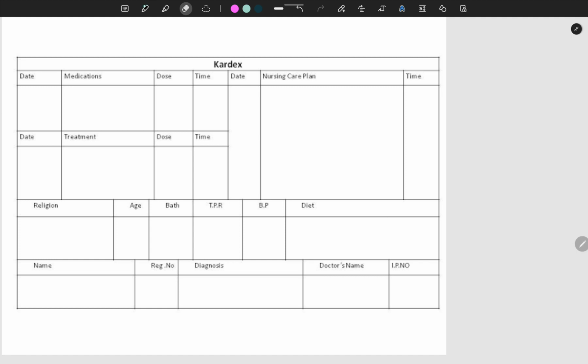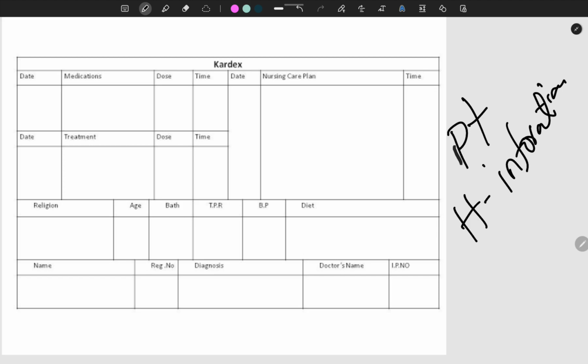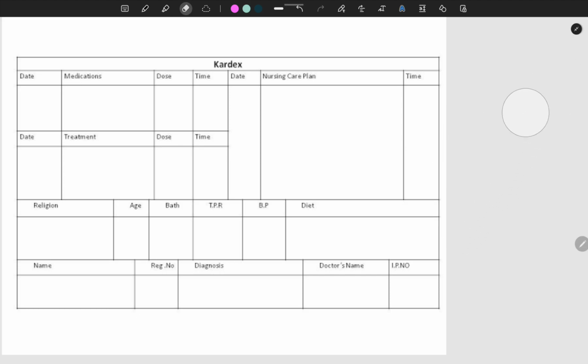Firstly, the kardex form is nothing but what gives the health information of the patient. What is the definition of the kardex notes? It is about the patient health information. For that reason we will use the kardex form in the hospital. So firstly we will look at what is kardex, and what are all the components present in the kardex form.